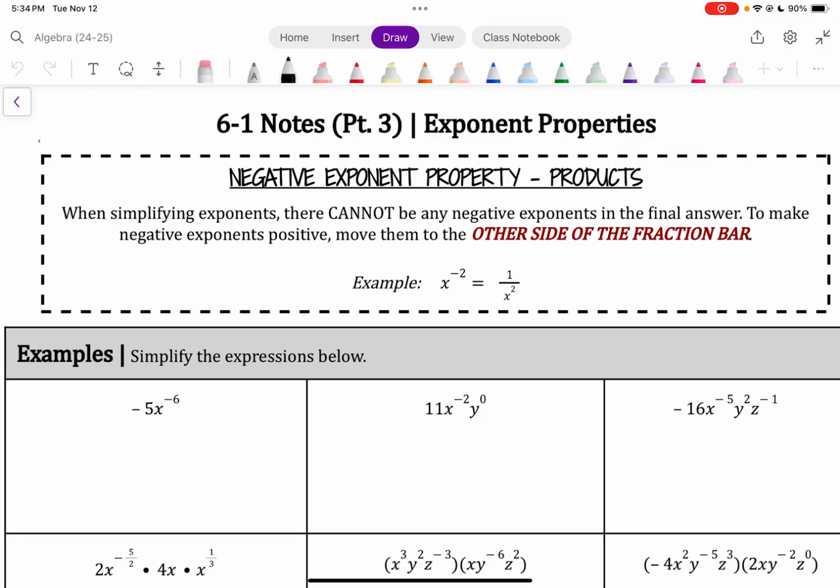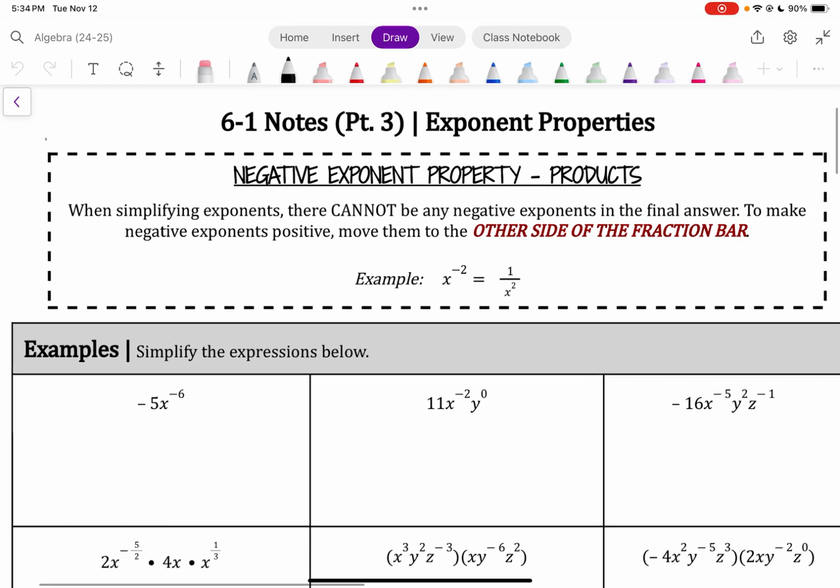Hi, Algebra. This is your 6-1 notes, Part C or Part 3. These are still talking about exponent properties, but what we're going to introduce is a negative exponent. When we are simplifying our negative exponents, you cannot have any negative exponents in your final answer. So we need to make sure that they are always positive.